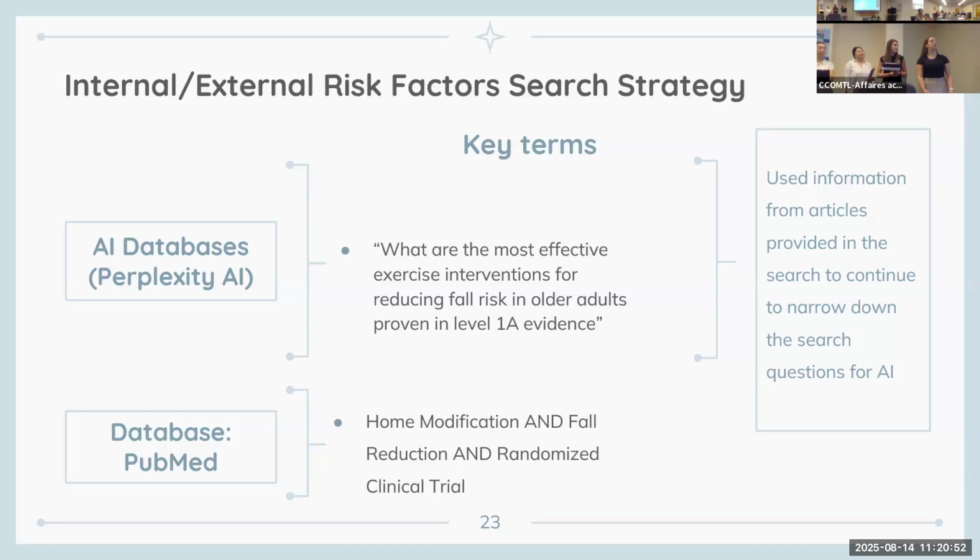So that's how we got a lot of our information for the internal risk factor section, through AI searches. And then for the external factors, our faculty supervisor also assisted us in retrieving level 1A articles regarding the external factors. In a meeting that took place in November, she conducted a search with us using the keywords home modifications and fall reduction and randomized clinical trial. And from there, we were able to retrieve 3 different level 1A evidence articles.